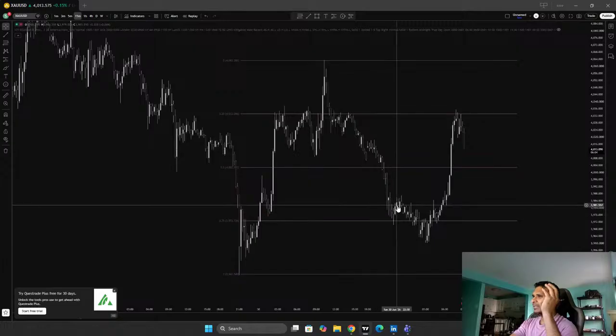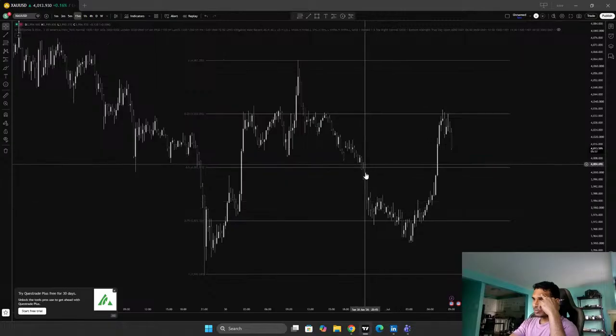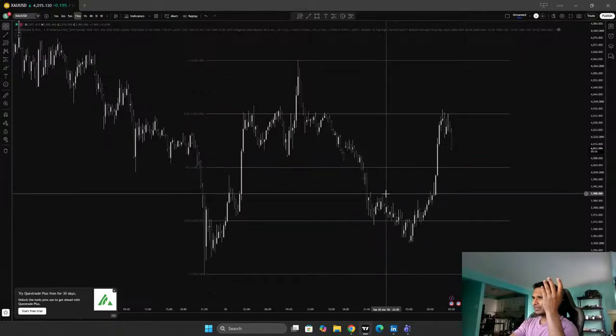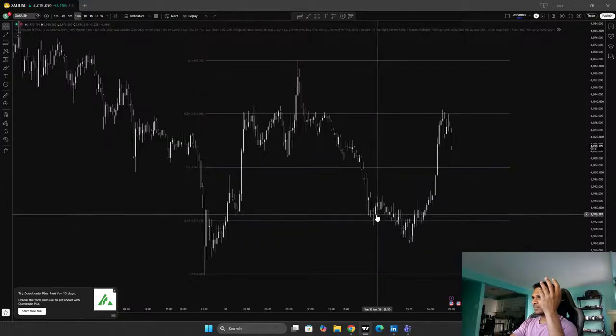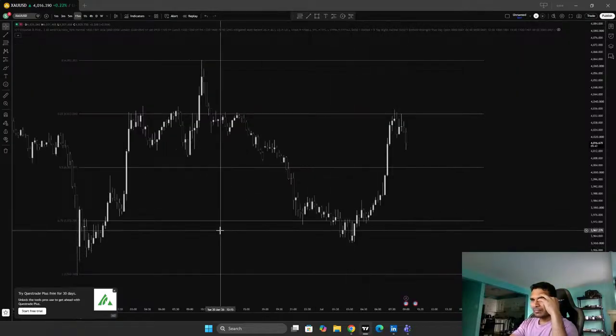So we haven't printed proper structure here, right? It just drops. That is not a significant price action formed here. So this is just nothing. This is just a sweep. There is no inversion. There is no proper high or low. There is no breakout structure. This is only somewhat convincing, right?